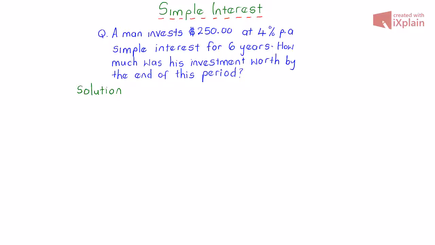and here I'll just write down the information that we have been given in the question. We hear that the man invested $250, so that is the principal here. P is 250, and we also hear that it was at a rate of 4% per annum, so we have our rate of 4%, and also we have our time, the duration here, as 6 years.